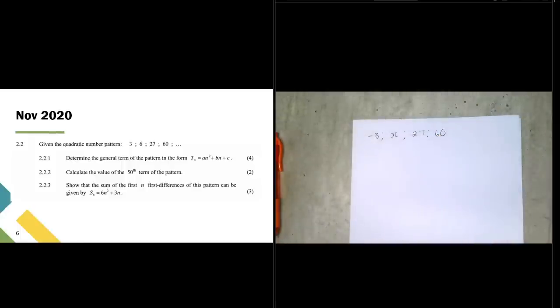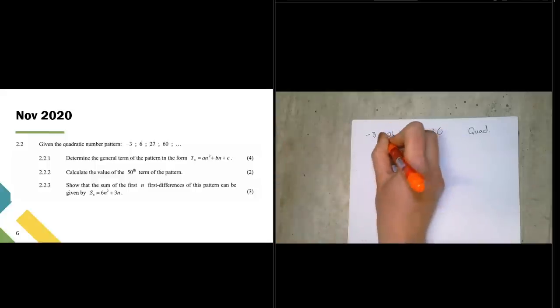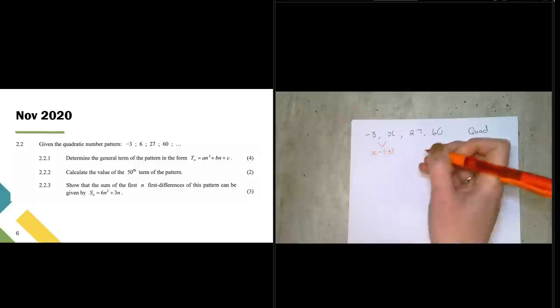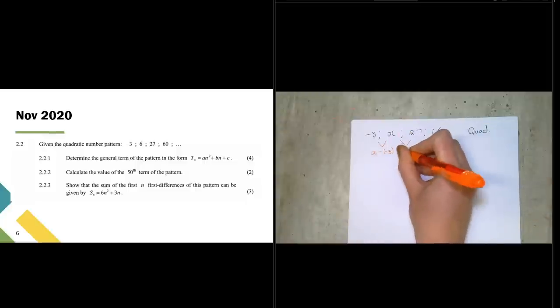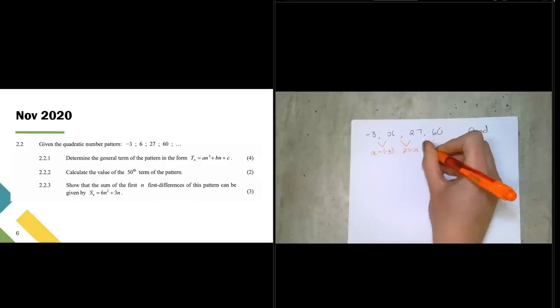And they told you it was a quadratic sequence, and you had to go and calculate the value of x. The important part is they told you it was quadratic, which means you know, what about a quadratic? The second differences are the same. So we start the same way. We start by saying x minus, and remember you're subtracting negative 3. The next one would have been 27 minus x. And my third one would be 60 minus 27 is 33.